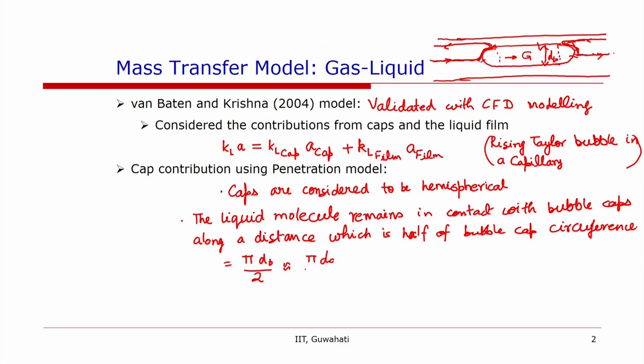So for thin film thickness, one can have dB equal to the channel diameter, so the length is pi d by 2. Now the contact time theta will be length over velocity, so pi d by 2, and the velocity of the bubble, let us say, is ub. So the contact time will be pi d by 2 divided by ub.